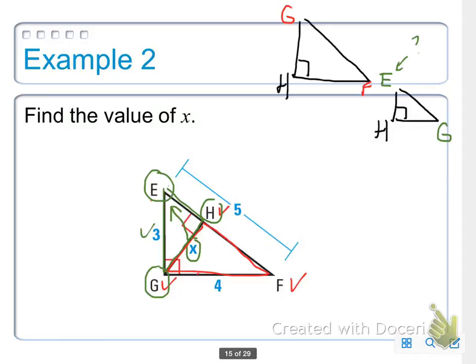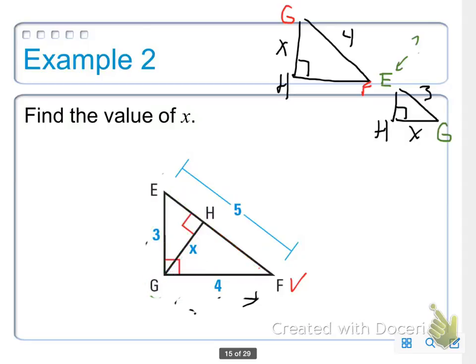Okay, so now we've got that. It's really easy. We just have to label our two new triangles. So wherever we see E to G, we're going to put a 3. E to G is right here, 3. There's none there. Wherever we see G to F, we're going to label it 4. G to F is 4. There's no G to F there. And then wherever we see G to H, we're going to label that x. x and x. I'm going to clean this up a bit. Okay, we've got all that.